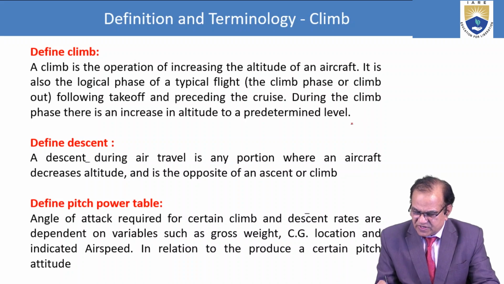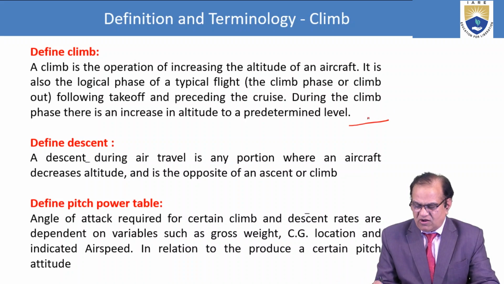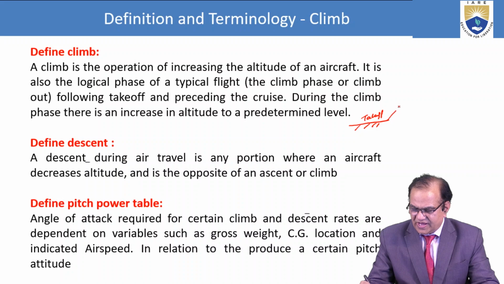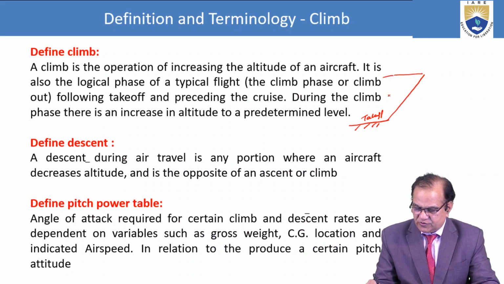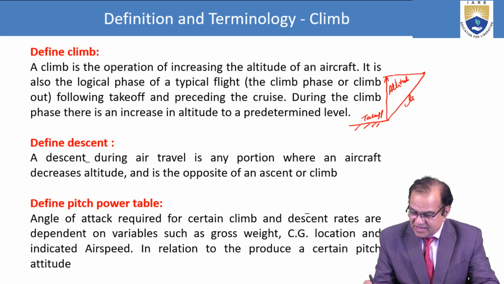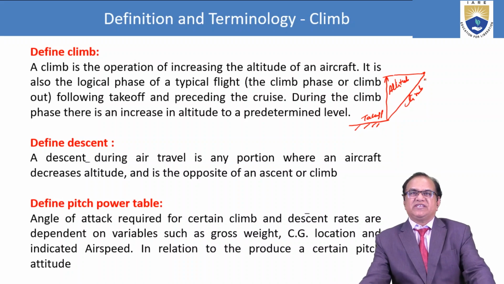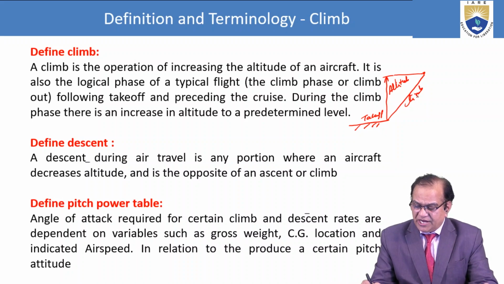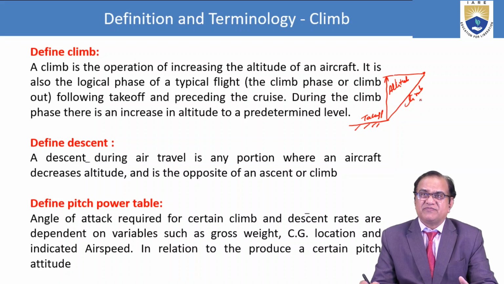So if you see here, this is your takeoff. From here, it is the ground level. From here, the aircraft has to increase the altitude. So this is your altitude from here to here. Altitude is increased. So this is called the climb phase. In this climb phase, altitude is increased and it is a logical phase of a typical flight.